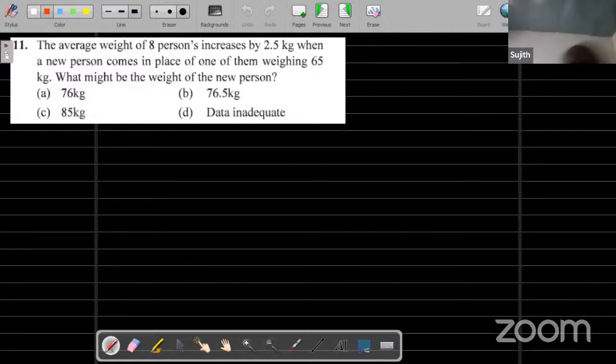Okay, so the average weight of 8 persons increases by 2.5 kilogram when a new person comes in place of one of them weighing 65 kilogram. What might be the weight of the new person?